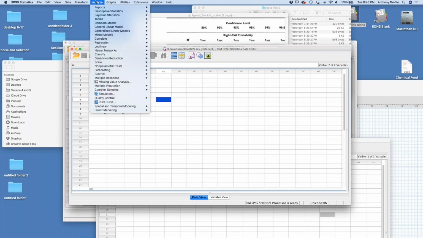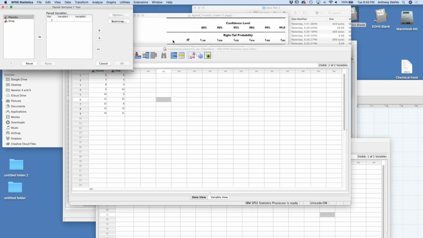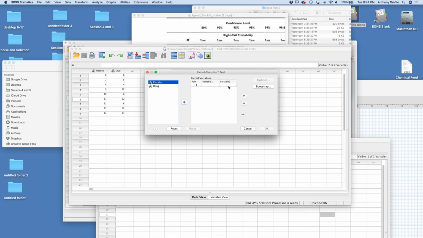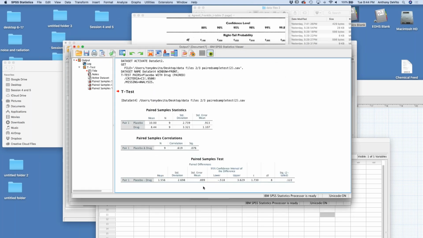We're going to go to Analyze, Compare Means, Paired Samples t-test. In this case, SPSS is going to wait for me to move both variables in here. I'm going to move placebo and drug in there, the values for each for the same person. Then I'm going to click OK and take a look at our output table. SPSS is going to run what's basically the same as a single sample t-test, comparing the mean difference to 0.